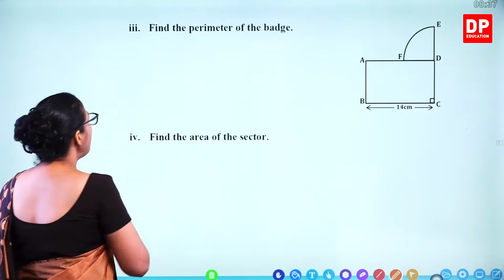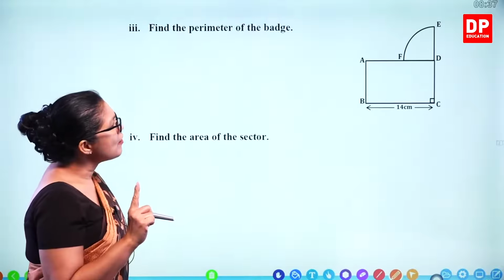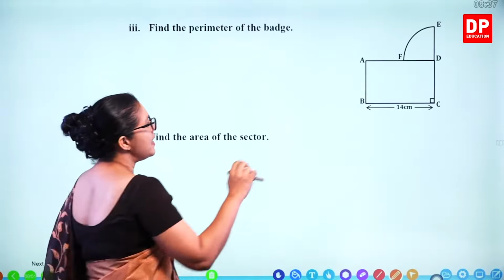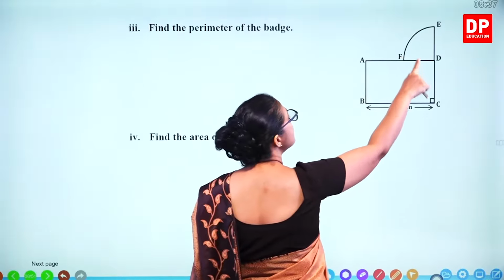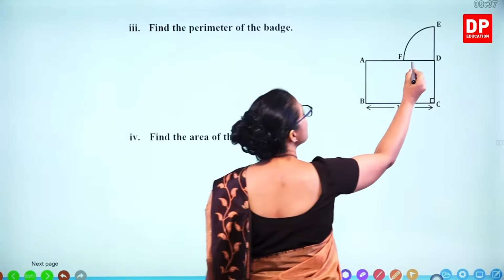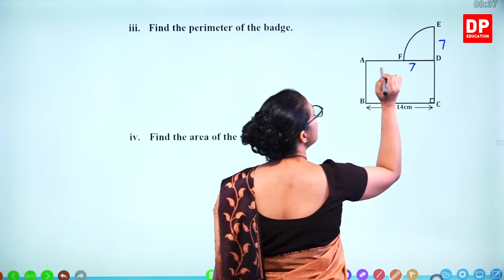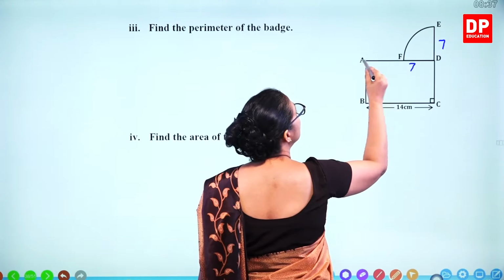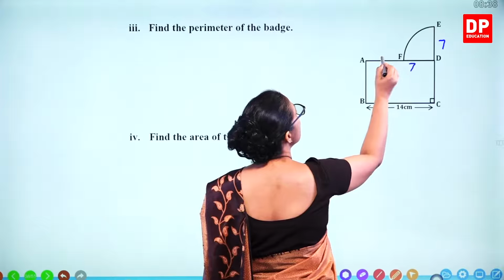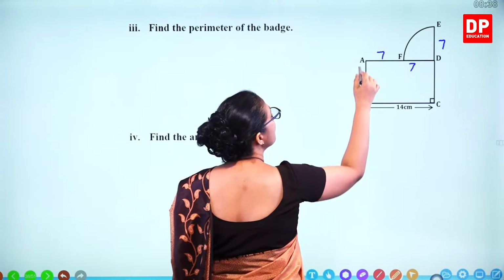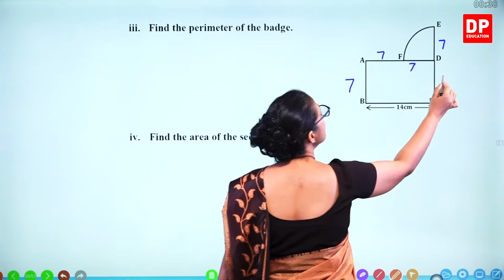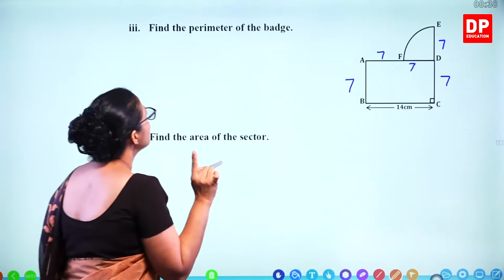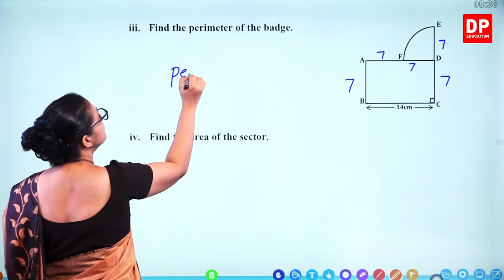Let's do the next one. Find the perimeter of the badge. For the perimeter, you have to add all these lengths. This is 7. 7 here. What about this one? 14 minus 7, this is also 7. This is 7, this is 7. So what's the perimeter?